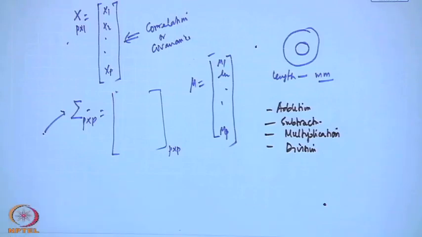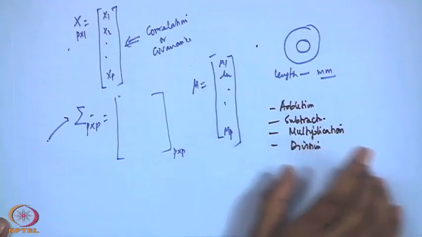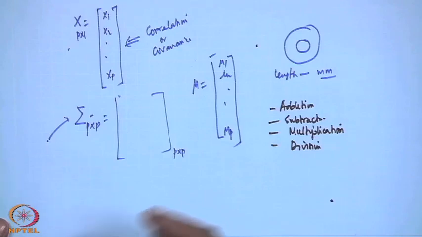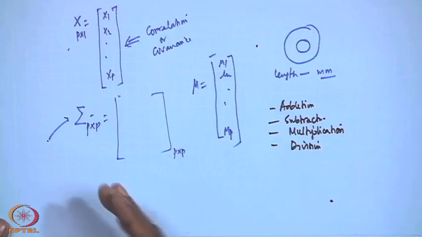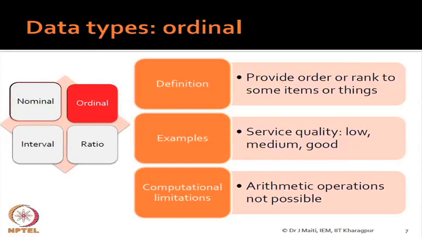Then in what way is it better than nominal data? It is better because here you are getting an order, a rank. If I say my student performance is low, average, very good, excellent, the person who gets excellent is definitely better than the student who got very good. So I have a ranking ability with this data. Ordinal data is rich compared to nominal data.